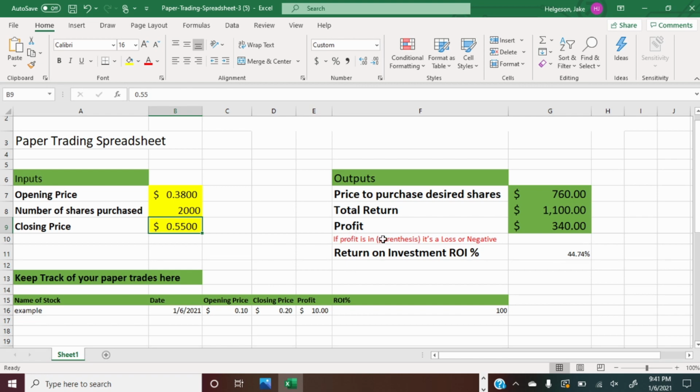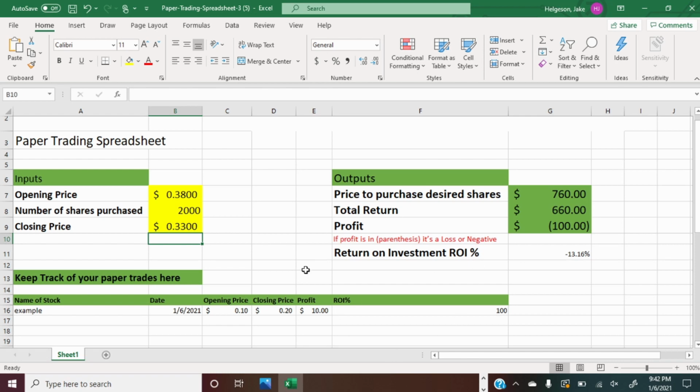Now, had this come out to be in parentheses, so say in the day, this ended up at the closing price of 0.33. See how it says now I'm down 100. I'm losing $100. Now, if I sell it, I've lost 100. If I keep it, I'm only down 100. It could always change. And we'll get into that in the further videos.